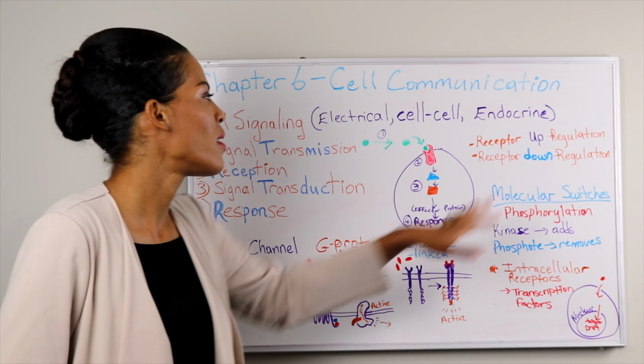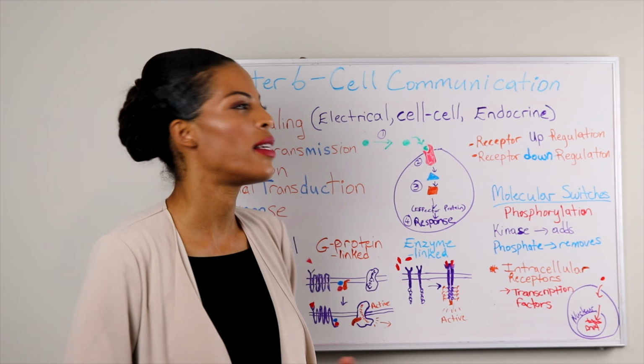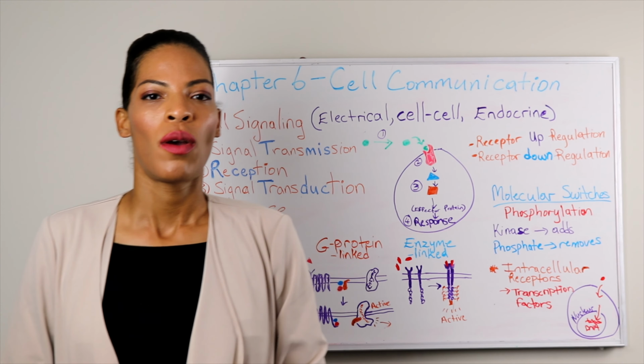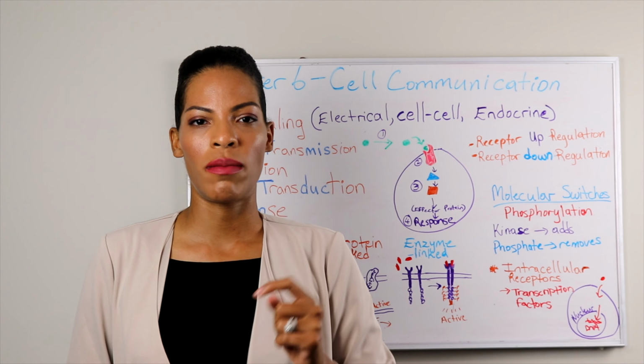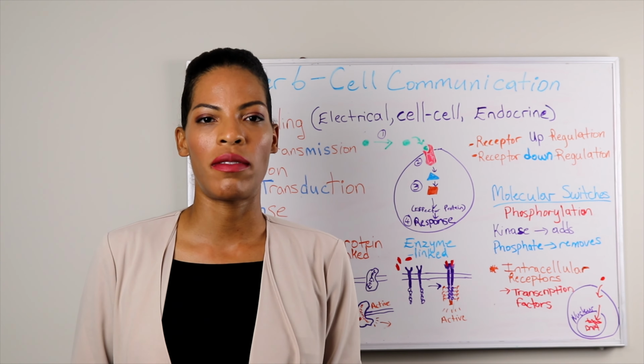And some cells can signal really far away, and this is known as the endocrine system, where a cell can release the signal far away and then through the bloodstream sends that signal to another type of cell.